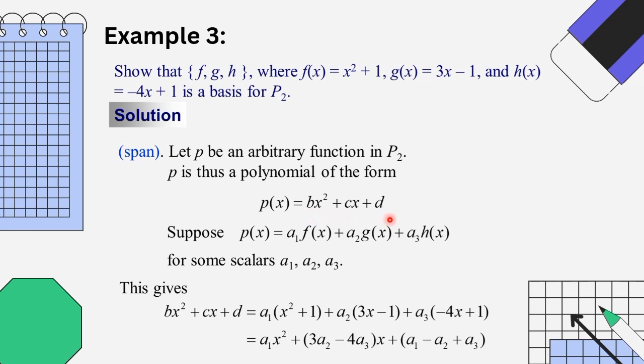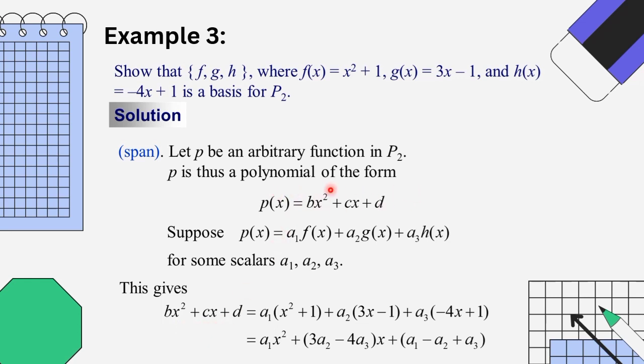Okay, so we suppose that the function p is equal to a sub 1 times the function f of x, plus a sub 2 times the function g of x, plus a sub 3 times the function h of x, for some scalars a sub 1, a sub 2, and a sub 3. Our main goal here is to find values for these scalars so that the set really spans. So this gives us bx squared plus cx plus d, which is the value of p of x substituted from our equation.